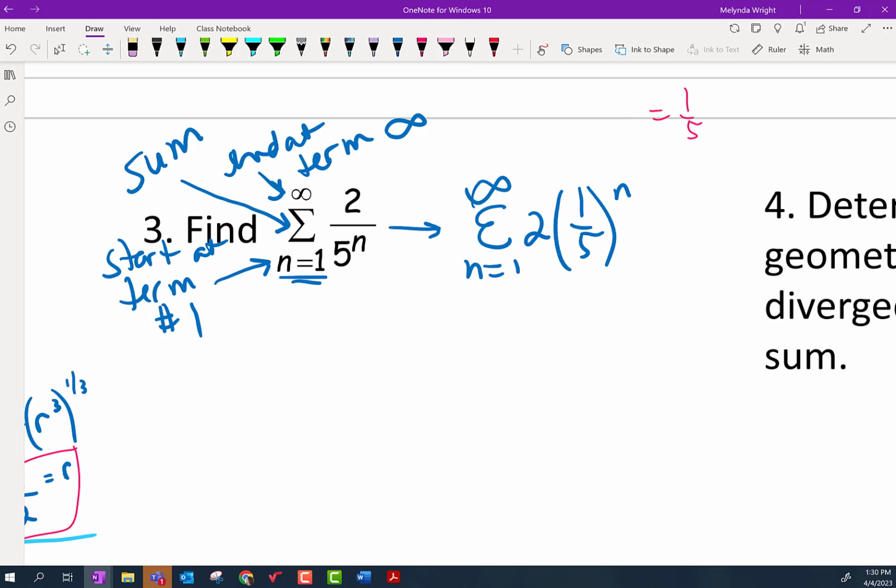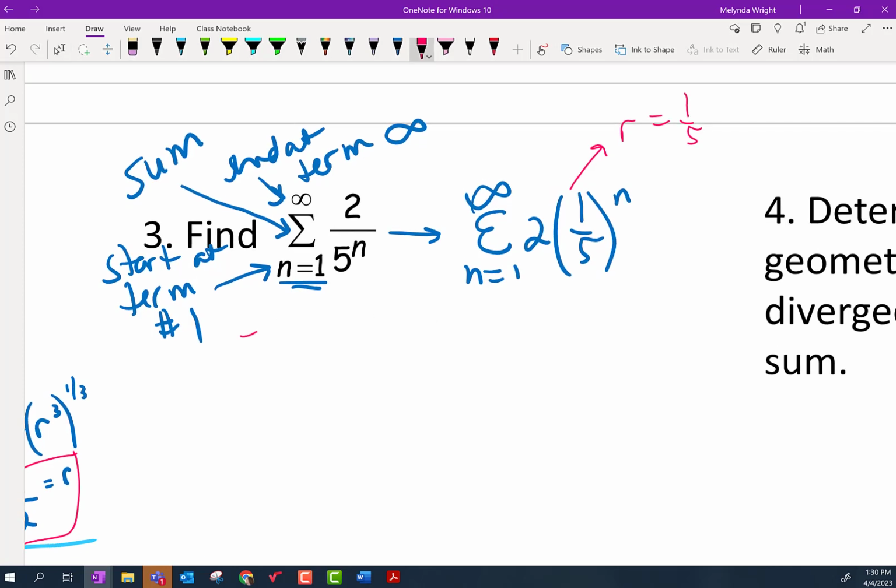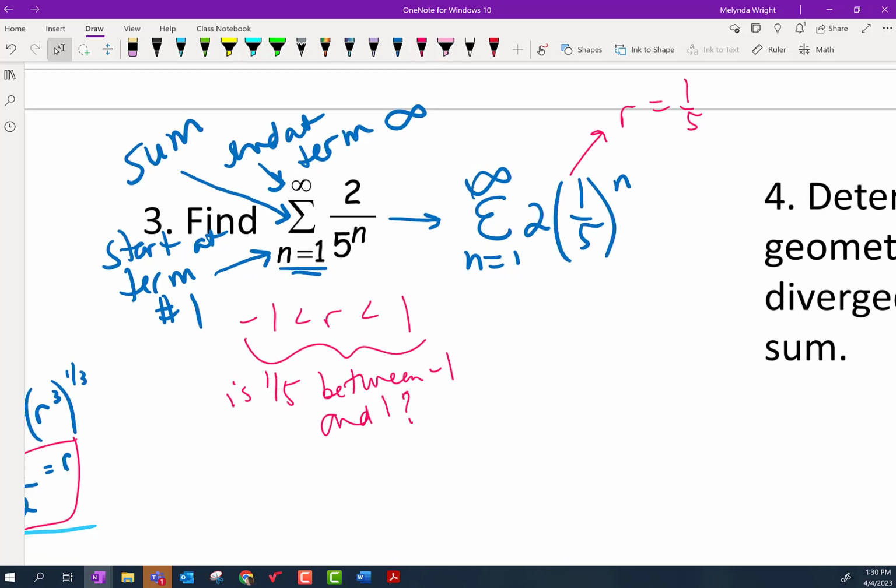Okay, to do this, we need r to be between -1 and 1. Is 1/5 between -1 and 1? That's the question we have to ask ourselves. Is it between there? It is. So we can add this up. We can. So now we're going to use our formula. Now I'll write it up here. That was S equals a over 1 minus r.